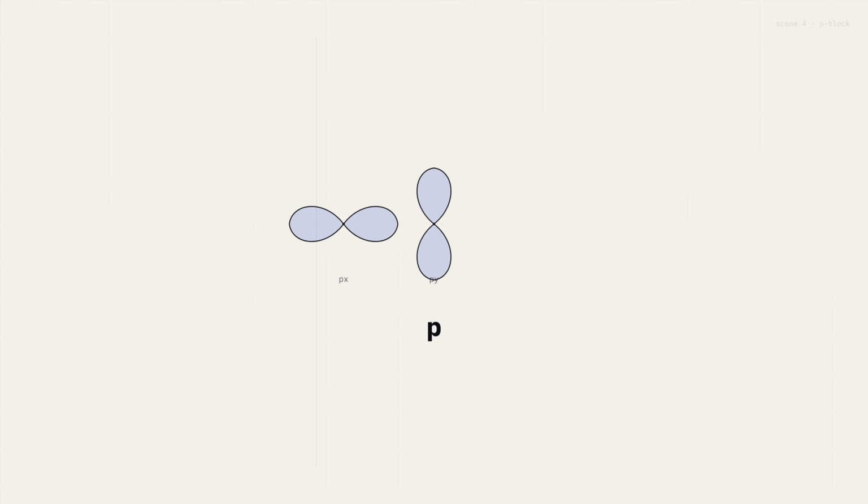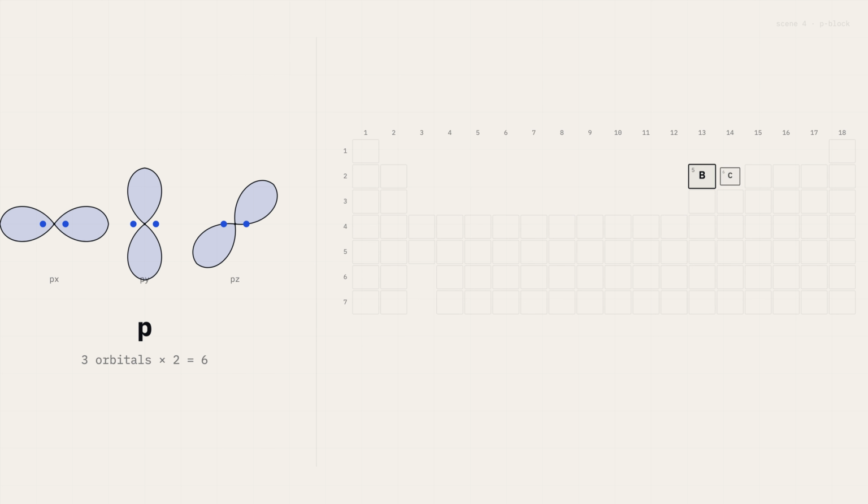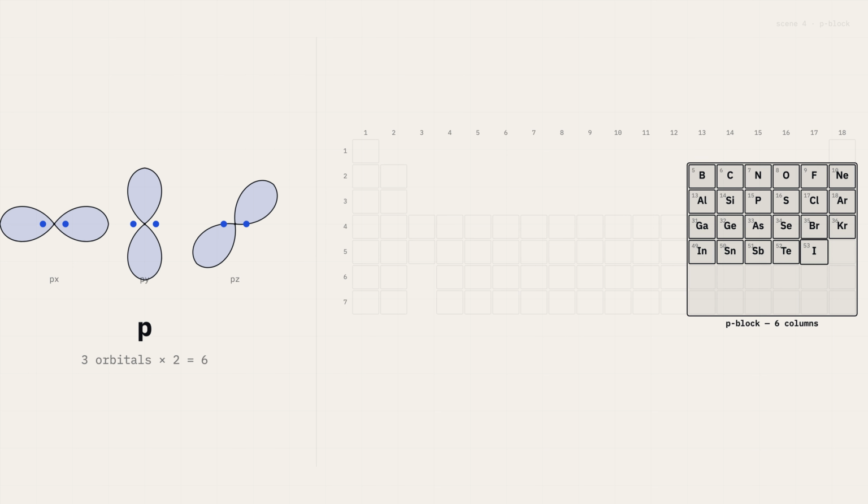But then we get to P. And P is different. It's shaped like a dumbbell. And there's not just one. There's 3 of them, pointing along X, Y, and Z. 3 orbitals, 2 electrons each. So, 6 total. And now look at the right side of the table. Count the columns. 6. Boron, carbon, nitrogen, all the way to neon. That's the P block. 6 columns because P holds 6.